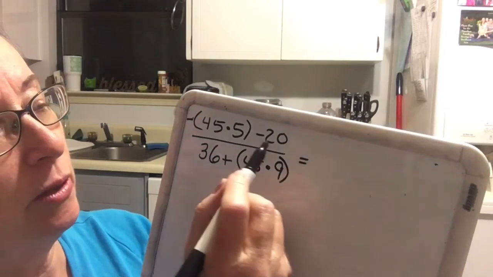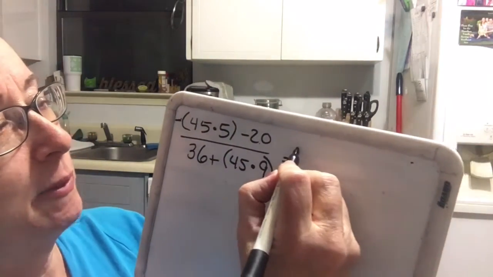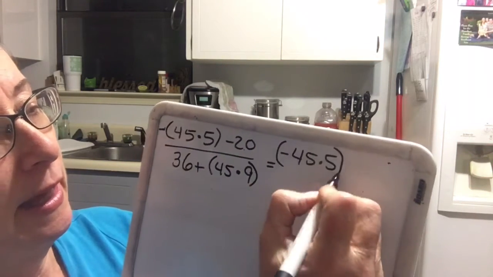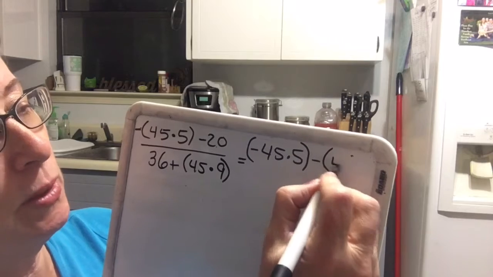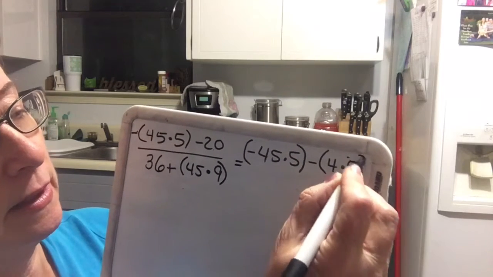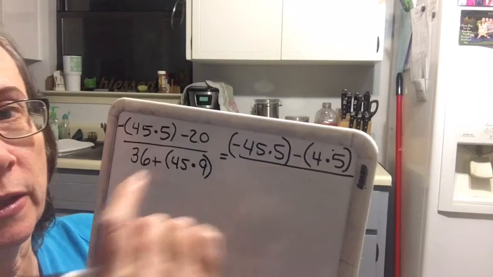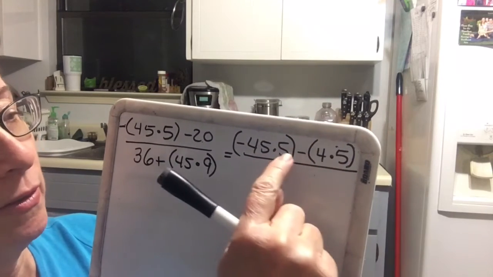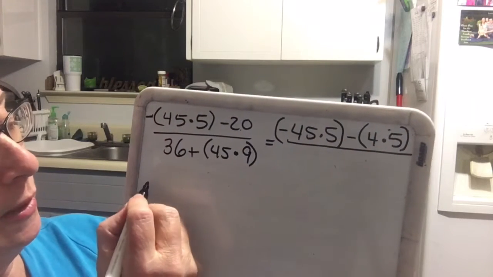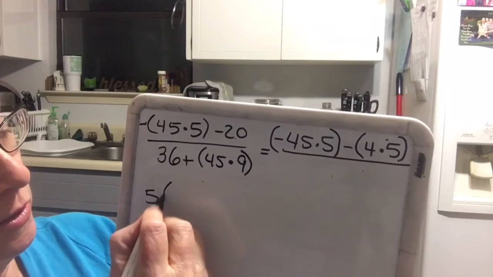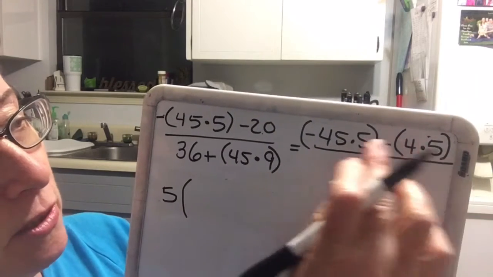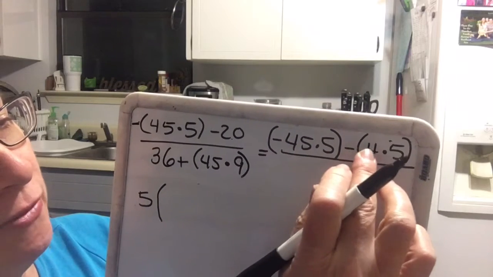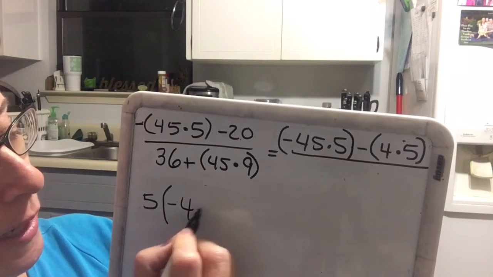So I'm going to factor 20. I'm going to say, well, that's negative 45 times 5 minus 4 times 5. Okay, well, let's just work on the numerator for a minute, because the 5 is in both of those factors. I can pull a 5 out to the front of these two factors, and then I'm left with a negative 45 and a negative 4, which is a negative 49.